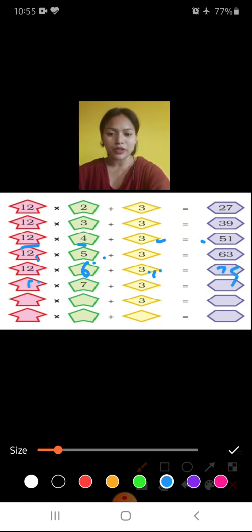Similarly, you have to multiply 12 by 8, then 12 by 9, and then add 3 to each, and you will get the answer. Pause your videos and try to do this.